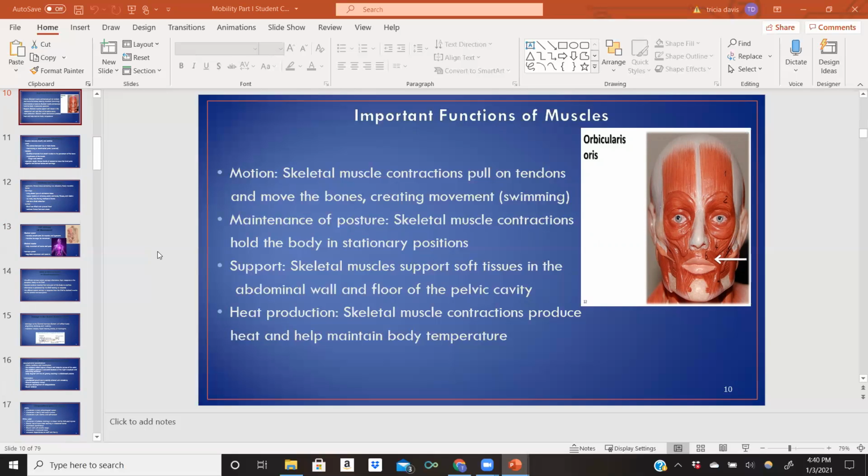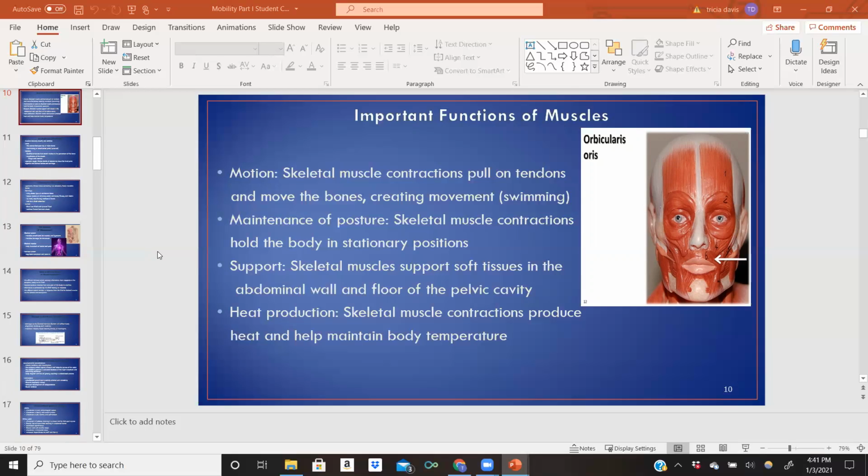So you have motion. Your skeletal muscle contractions pull on your tendons and they move the bones, creating movements from as easy as extending the arm to as highly coordinated as swimming or even skiing. You have maintenance of posture. Skeletal muscle contractions hold the body in a stationary position and keep you upright and strong.